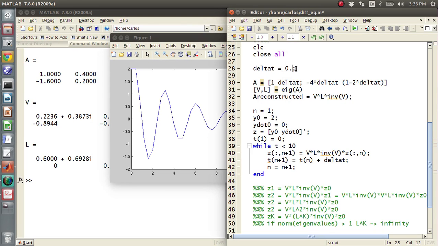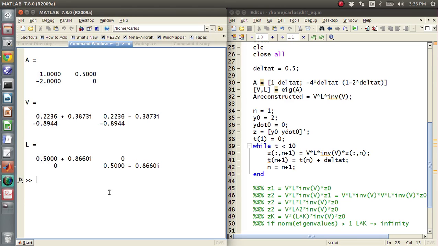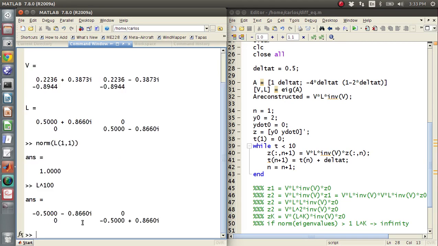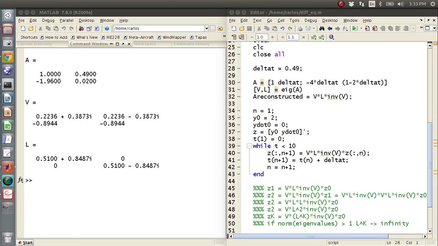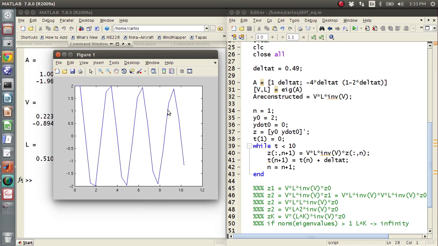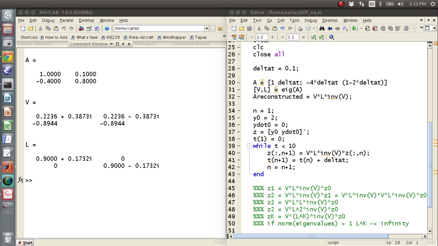If we go to 0.5, our system does this. Now let's do the norm of L of 1, 1, and that's 1, which means that L to the 1,000th power is basically exactly the same because the norm is the same. So if I do 0.49, notice that my system will start to decrease, which means my Euler's method is now stable. Now if I go all the way down to 0.1, now look at my system.